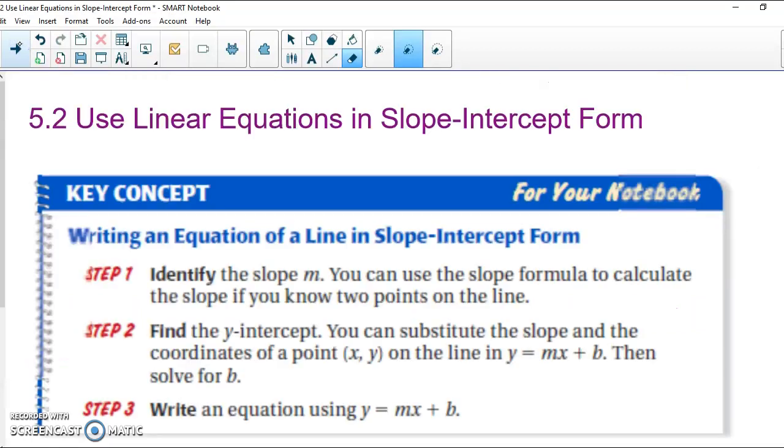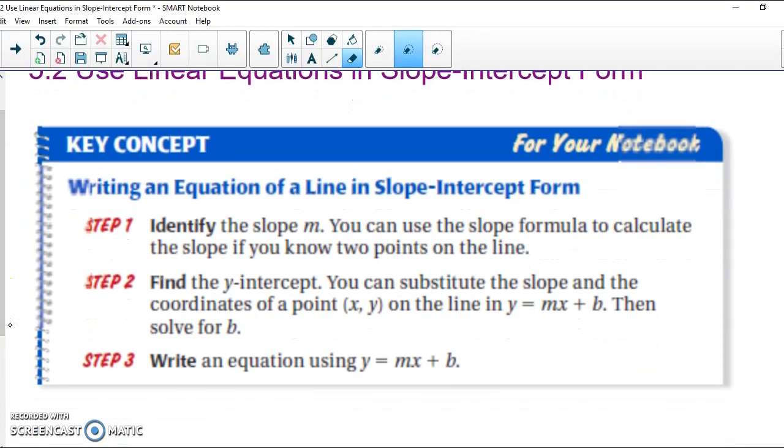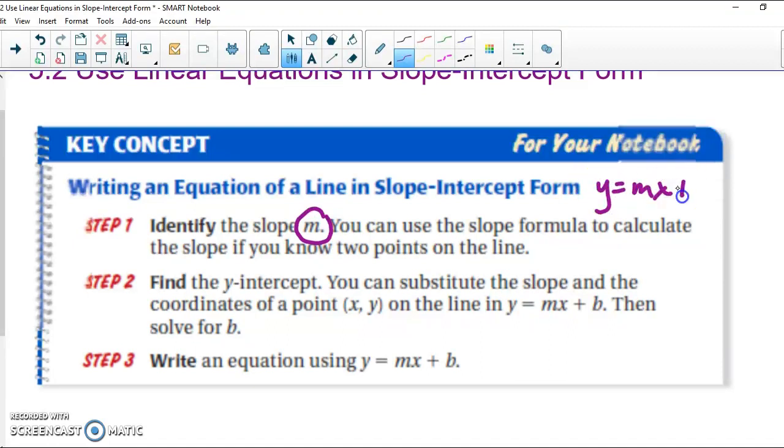So there are a couple steps that you'll want to keep in mind when we're doing this. The first step is to identify the slope, which is our letter m in our slope-intercept form, right? We have y equals mx plus b. So if I'm not given my slope, I need to find it. So I can use that slope formula to calculate the slope. So I'm going to look at my change in y over my change in x, and that's going to give me my slope, my letter m.